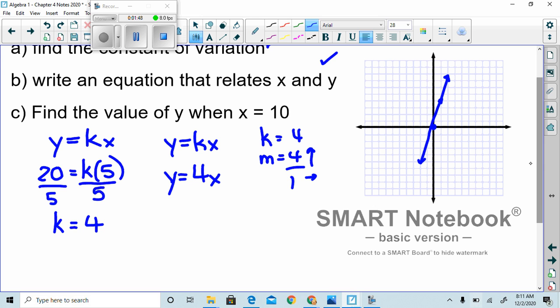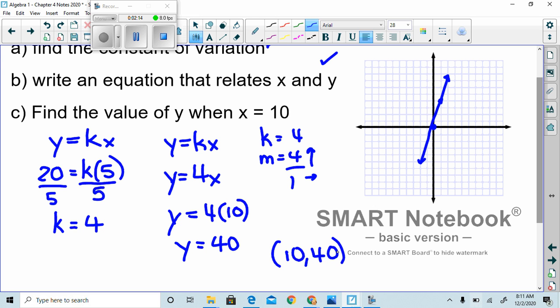The next thing they're asking us to do, in letter C here, is to evaluate. So if our model of direct variation is y is equal to 4x, they want us to replace x with 10 to see how that affects our value of y. Well, then y will be equal to 40. This creates an ordered pair for us. When we input 10, our output was 40. If we were to extend this graph, we would find that that coordinate would be part of this line.